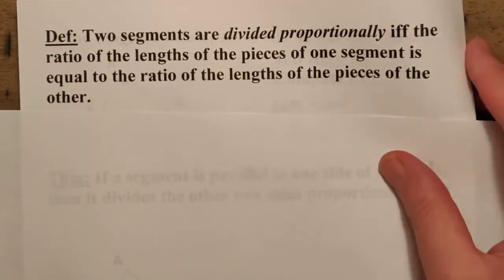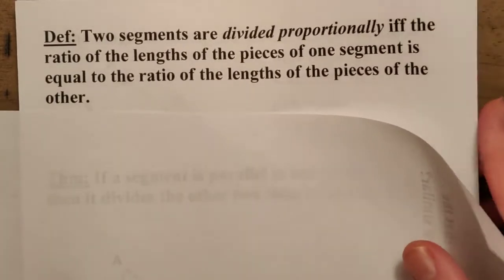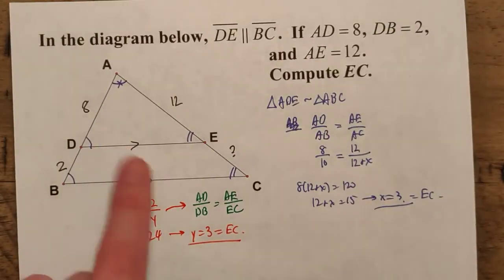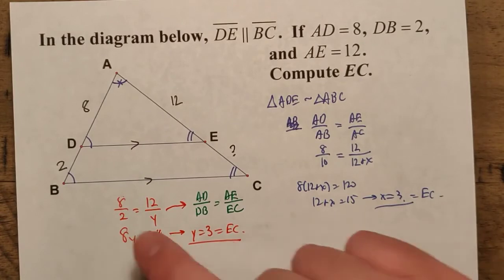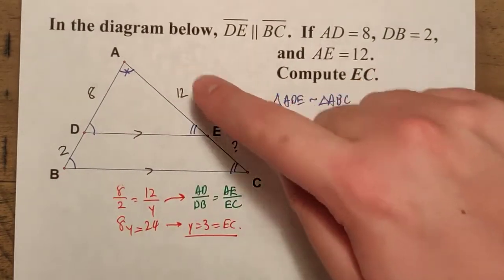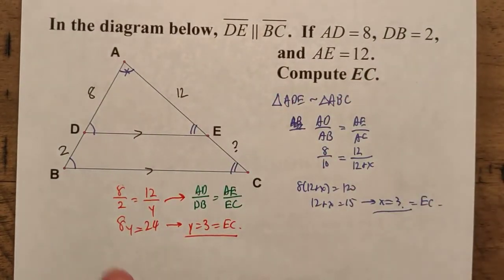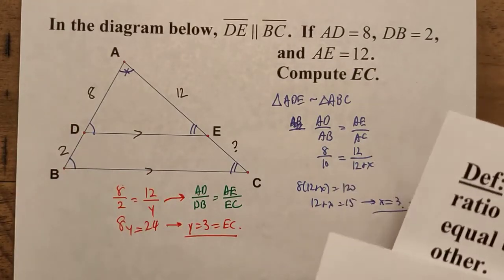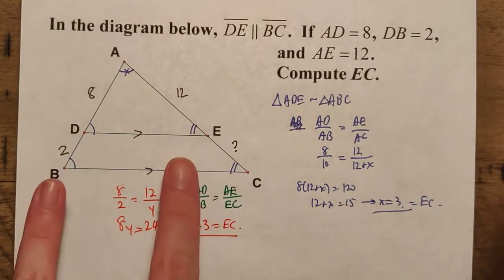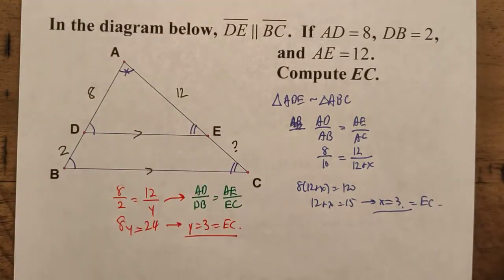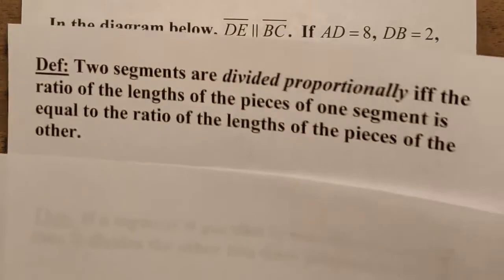In this case, if we look back at the problem that we started with, we have that 4-to-1 ratio here. Notice how 8 to 2, that's a 4-to-1 ratio. We have a 12 to 3, that's a 4-to-1 ratio here. So these are each a 4-to-1 ratio, so therefore we can say that this divides the segments proportionally. Notice that DE divides AB and AC proportionally.